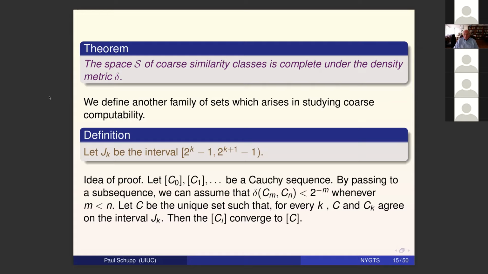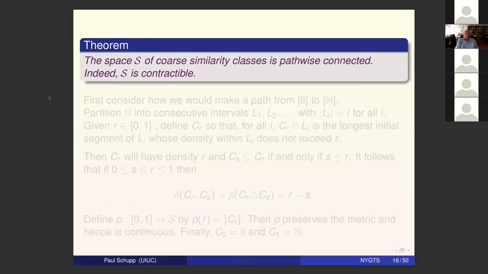And just take the set C such that for every k, C and C_k agree on this interval J_k. So it's agreeing on larger intervals with C_k's that are further out, and then the C_i's converge to C. Of course, one really has to check the epsilons, but it's clear that this should really work. So also the space is pathwise connected. Indeed, it's contractible.